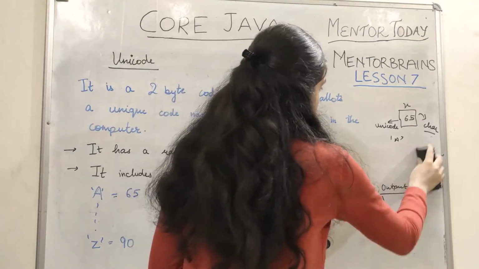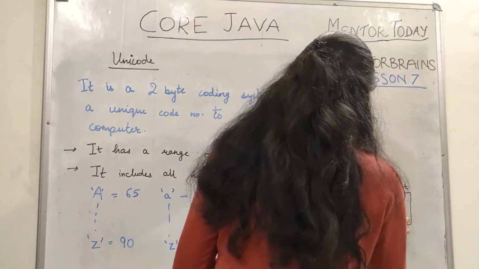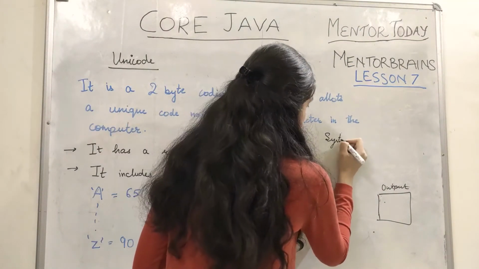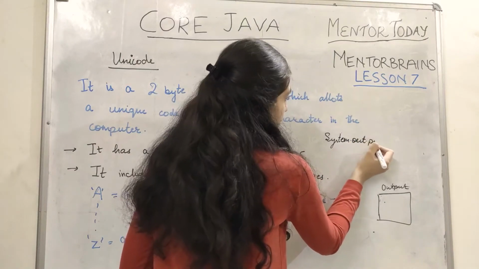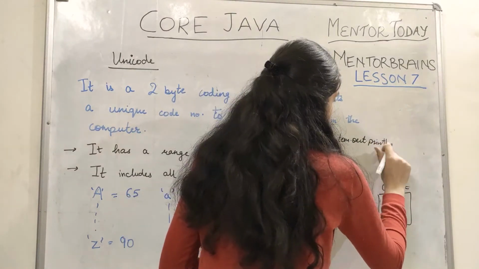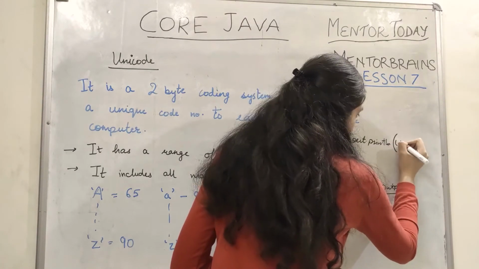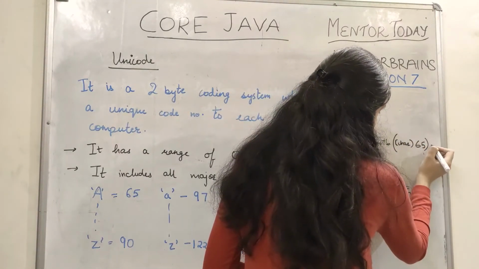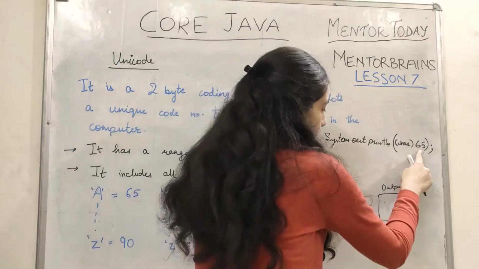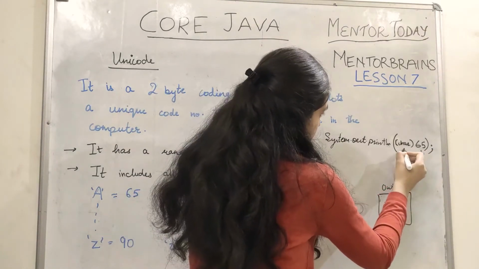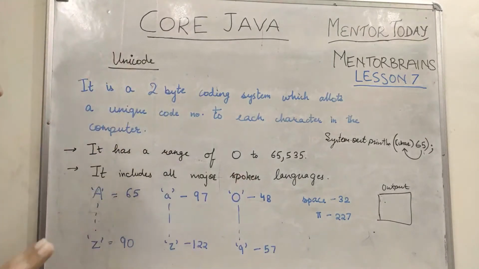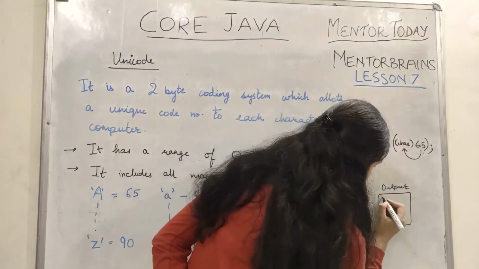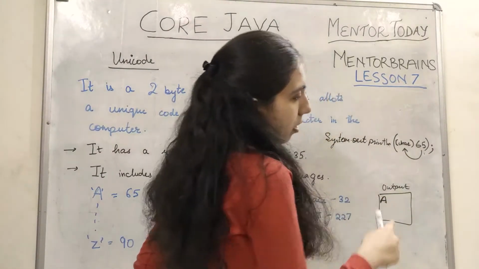For example, I'll take another example now. Suppose I'm directly writing this line, System.out.println, in brackets I write char in small letters, in another bracket, and then I write the Unicode. So what will happen? This 65 will get to know that it has to be converted into a character, and the computer will check that Unicode 65 represents capital A. So that capital A will be printed on the screen because a character needs to be printed.